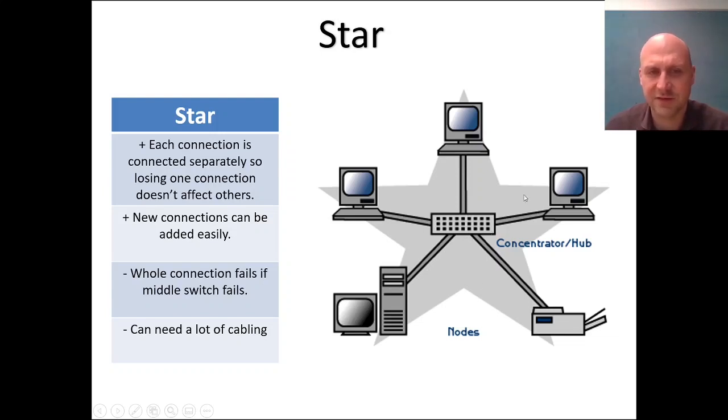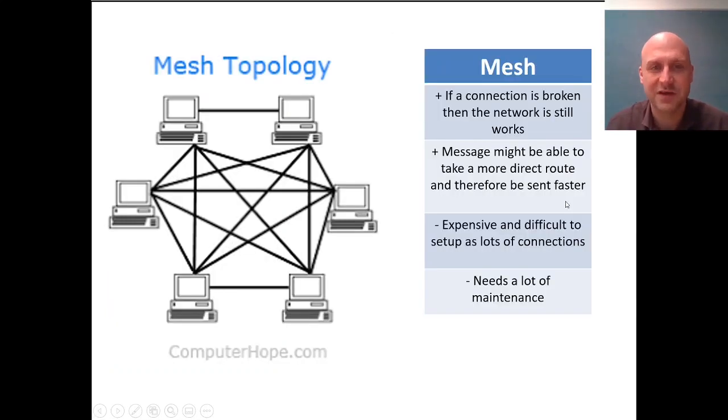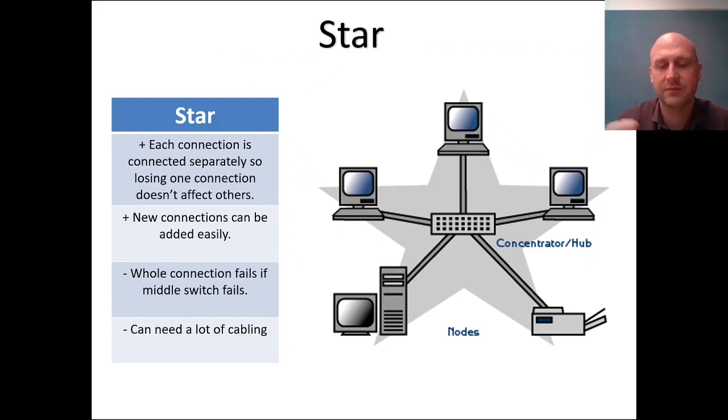The problem with it is quite obvious: if the thing in the middle breaks, the whole system's gone down, and it does need a fair bit of cabling. Obviously, nowhere near as much as a mesh, which needs a lot of cabling, but it still needs more than some. So that's a star network. It looks like a star.